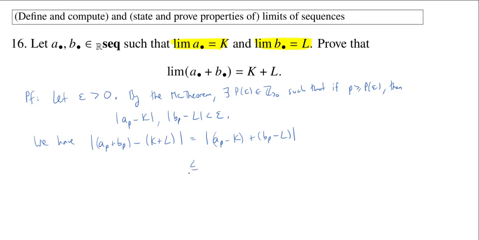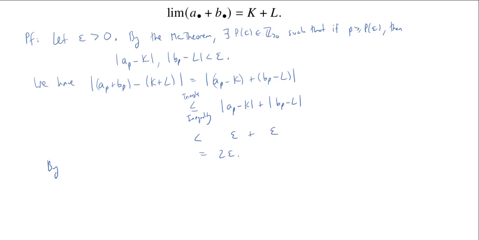And now I can use the triangle inequality to break this absolute value up as the absolute value of AP minus K plus the absolute value of BP minus L. And from what we saw in the previous line, we know that these are bounded by epsilon. So this is bounded by epsilon plus epsilon, which is 2 epsilon. Hey, you know what? That's not quite epsilon, but it's good enough. By the inspired choice theorem, A dot plus B dot converges to K plus L. There we go, we're done.